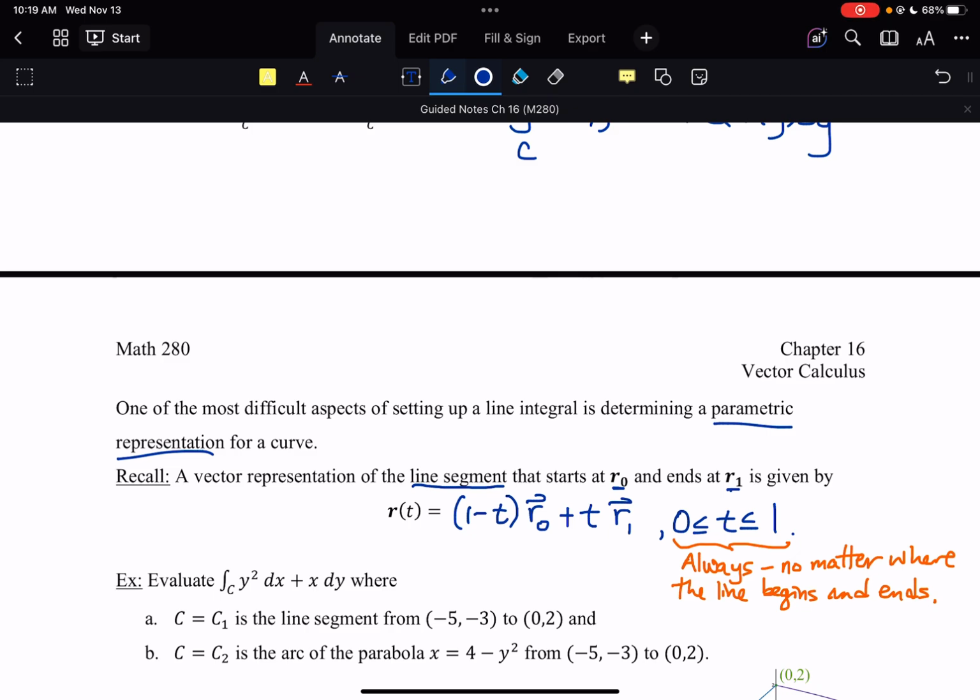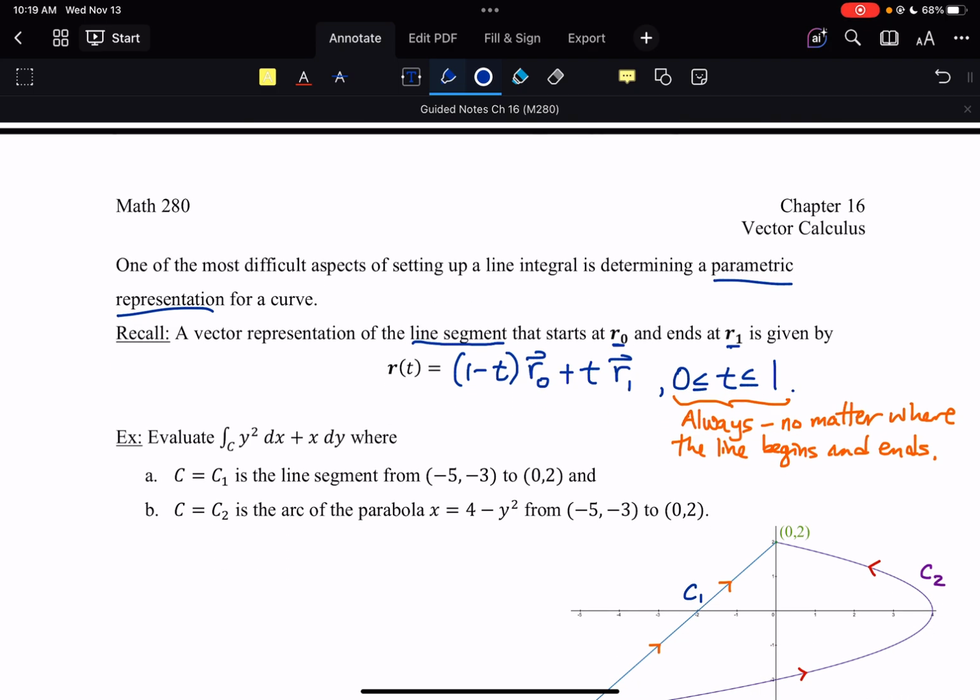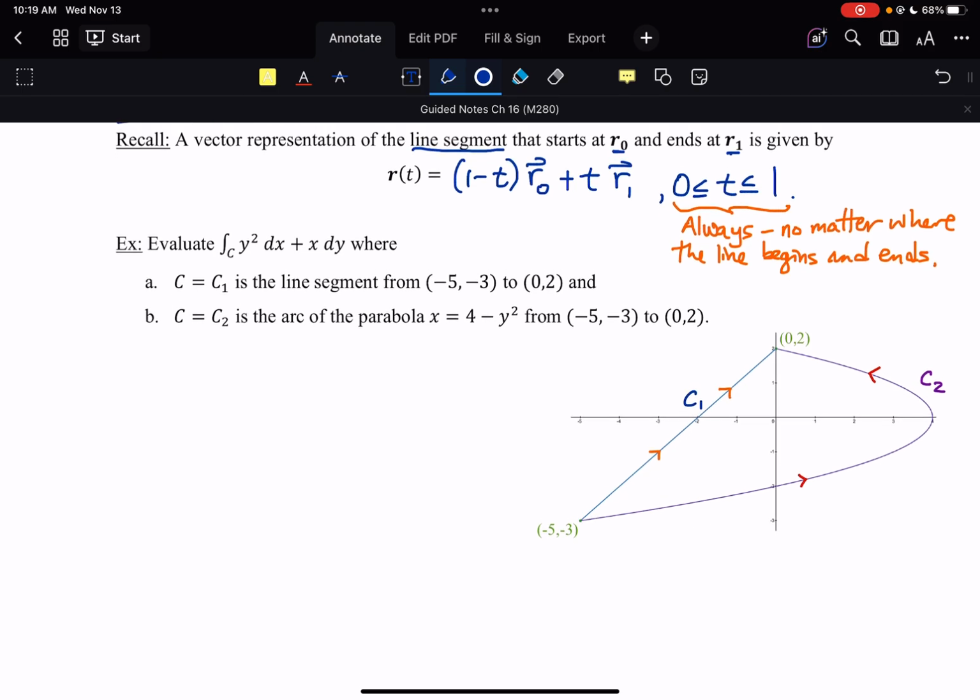Okay. So we're going to see this one pop up a lot. We work with lots of linear functions at this level. So let's take a look at this example. Evaluate the line integral over C of y squared dx plus x dy, where C is C1, the line segment from (-5, -3) to (0, 2), and then separately for C2, which is the arc of the parabola x equals 4 minus y squared between the same two points. I have the two cases drawn out here, but these are two separate parts, so we're not combining them in any way. We're going to evaluate the line integral over C1, and then over C2, and see what we get.